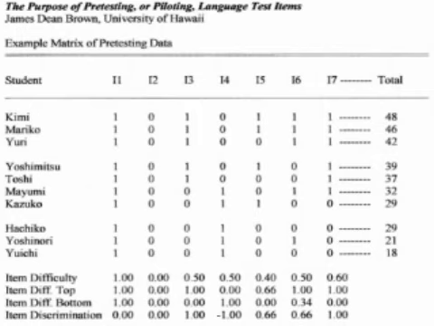An item that looks more like what we would like to actually end up with in a placement sort of situation is item 3, where Kimi, Mariko, and Yuri all got it right, and so they would have an item facility in the top group of 1.0, whereas the 3 in the bottom group, Hachiko, Yoshinori, and Yuichi, all got it wrong. 1 minus 0 equals 1.00, which indicates very, very good discrimination.